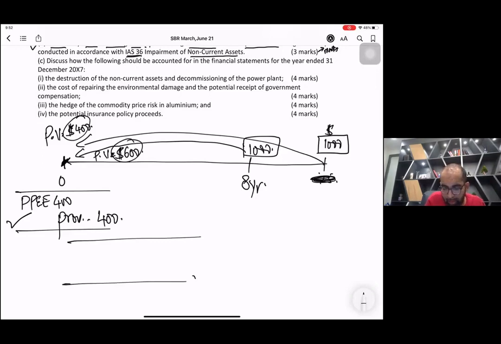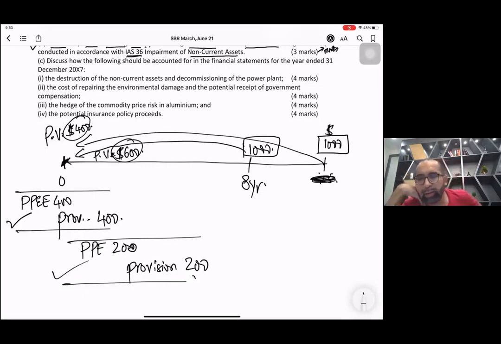See, you will make the same entry. You will increase your PPE by 200 and you will increase the provision by 200. So at one end, you will increase your PPE. On the other hand, you will increase your provision. Two things. And now, as the life has reduced, so now you will earn less, only 8 years you will earn, not 25 years.